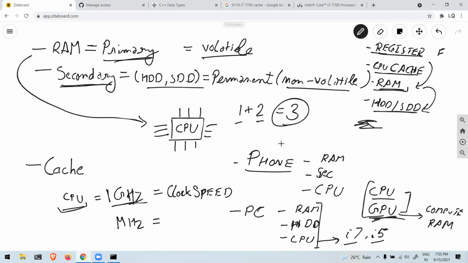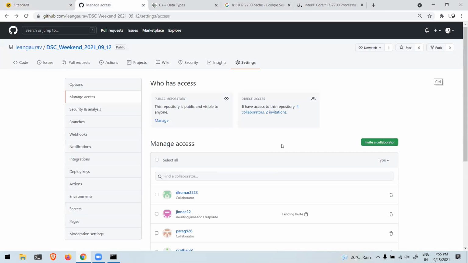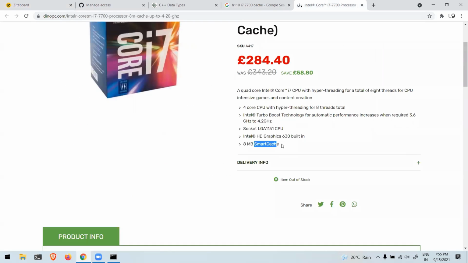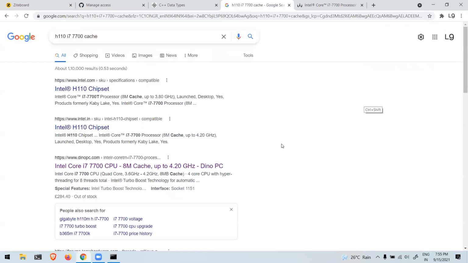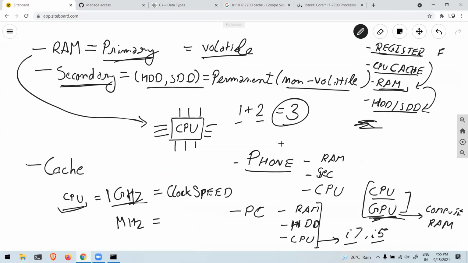So typically your CPU cache is a few MB. How much was this processor showing? It was showing 8 MB smart cache. Earlier, it used to be in KBs. Now your system manufacturers have managed to get it in MB. So this is in MBs. This is in a few GBs, let's say 8, 16, 32, 64, or something like that.